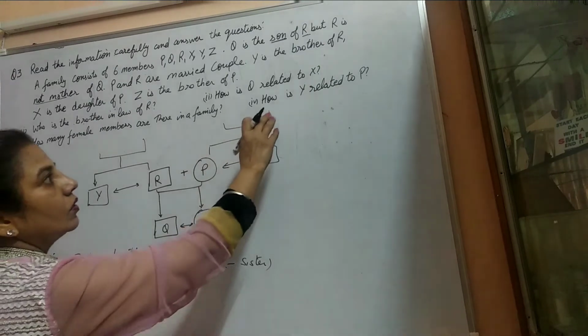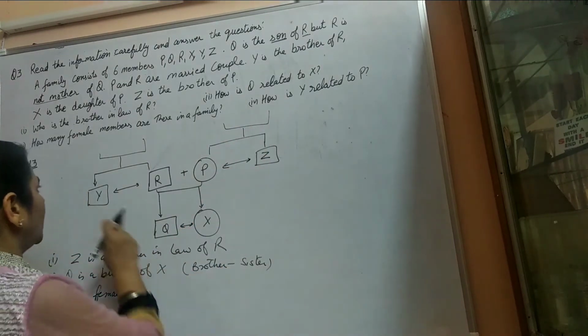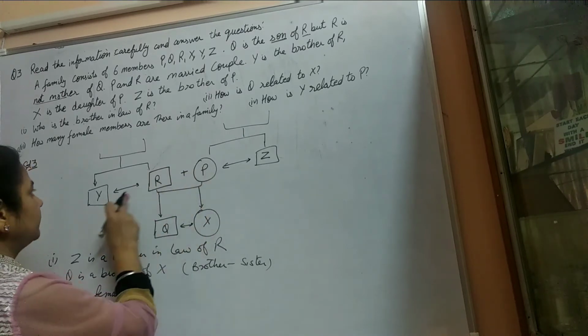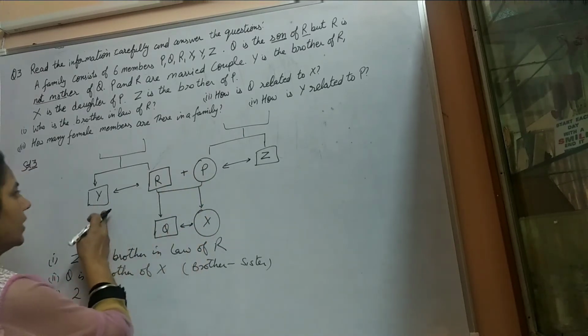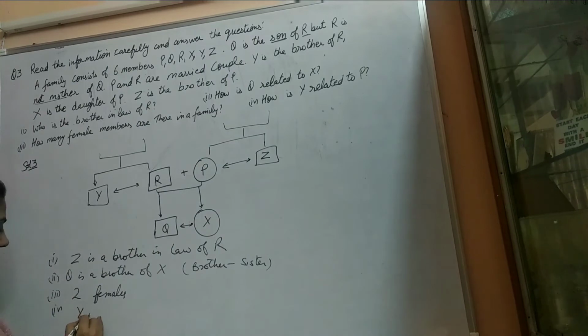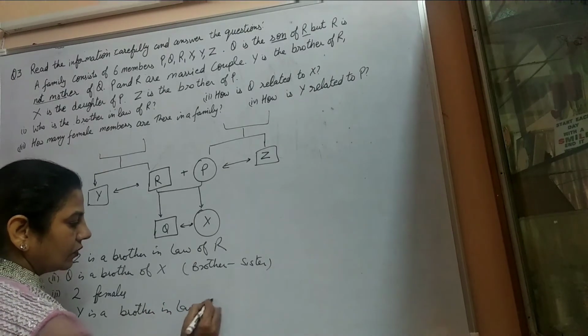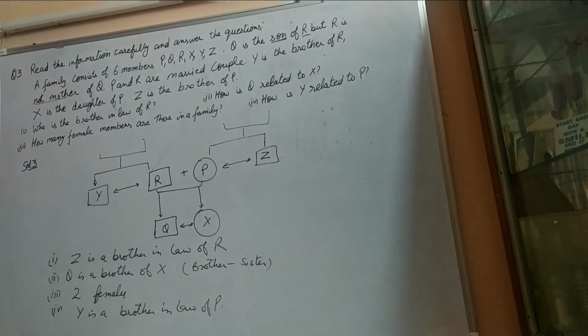Next, how is Y related to P? Y is a brother-in-law of P. As Y and Z are brothers, Y is a brother-in-law of P. This is how the relation has been defined.